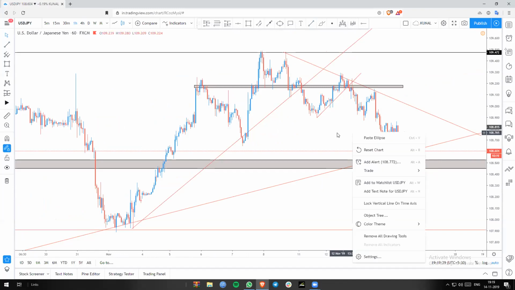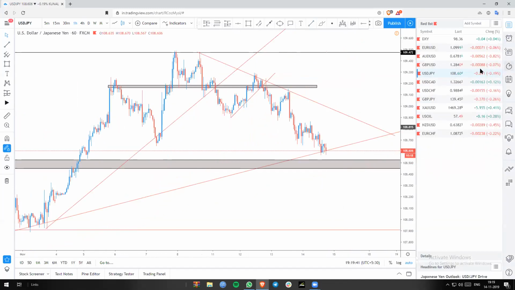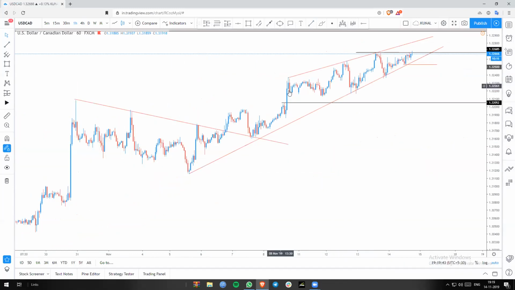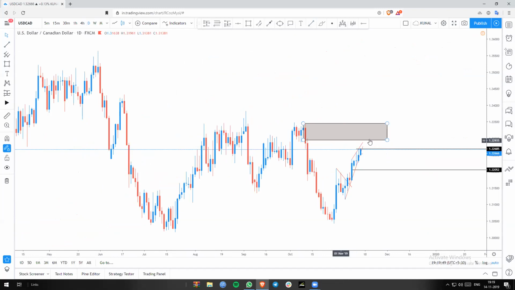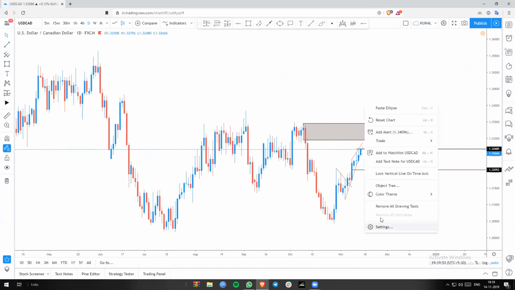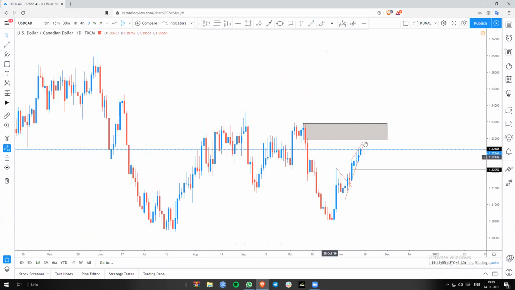Anyway, next pair, USD CAD. So guys, if we speak about the higher time frame on this as well, we still have a level over there on the daily time frame. Basically, there is a resistance over there.